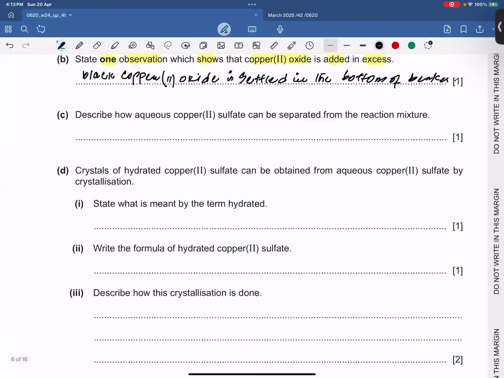Describe how aqueous copper 2 sulfate can be separated from the reaction mixture through filtration. Because the filtrate is collected in the flask and the insoluble residue of copper 2 oxide is trapped on the filter paper. Because copper oxide is trapped on the filter paper.